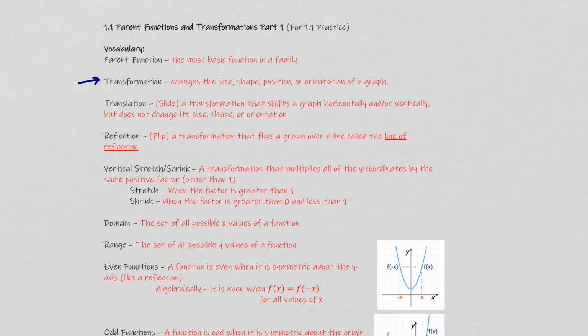And another transformation that we'll do is either vertically stretch or shrink the graph. So it multiplies all the y-coordinates by the same positive factor. So it'll be a factor other than 1, obviously. If you have a slope of 1, it means it's not stretching or shrinking. That's the parent function. The reflection is where, if the vertical stretch or shrink is negative, that actually is the reflection piece, and that's why a vertical stretch or shrink is a positive factor, okay? It stretches if that number is greater than 1. It shrinks if it is between 0 and 1, okay?